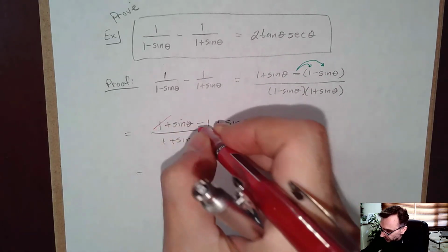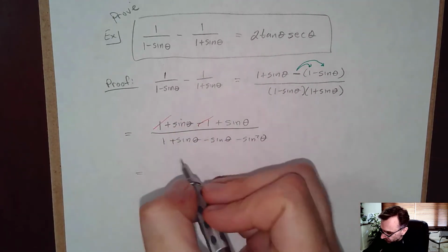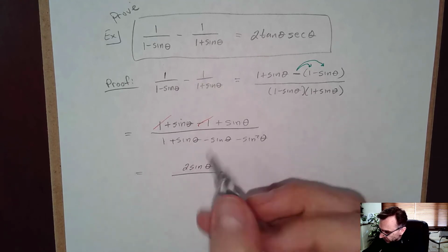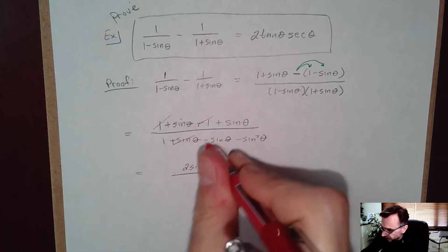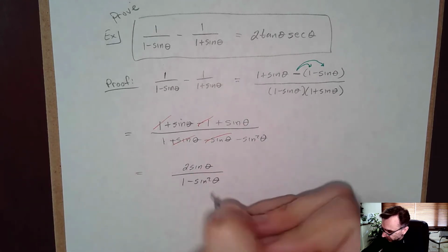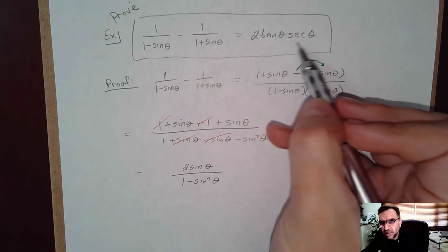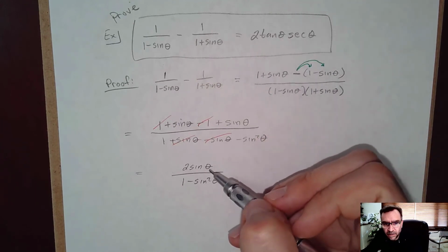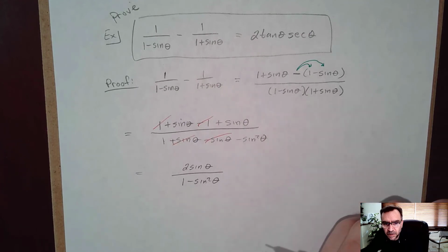So we can see the 1's add to 0. So on the numerator, in the top there, we have 2 sine theta. And then in the denominator here, the sine theta and the minus sine theta add to 0. I'm left with 1 minus sine squared theta. Now, that's not quite where we need to go. We need to go to 2 tangent secant. And I have 2 sine over 1 minus sine squared, so it looks totally different.